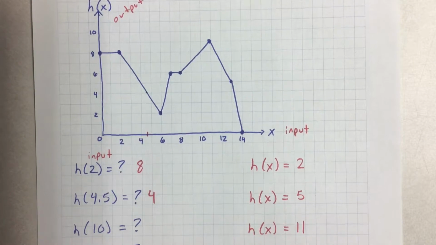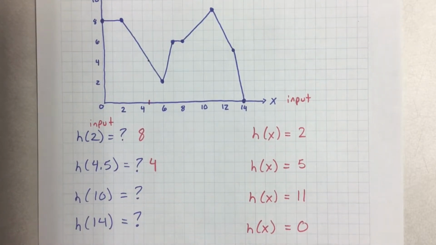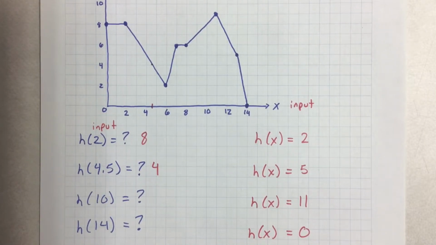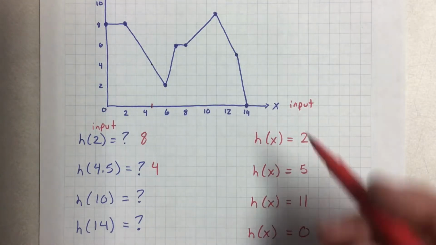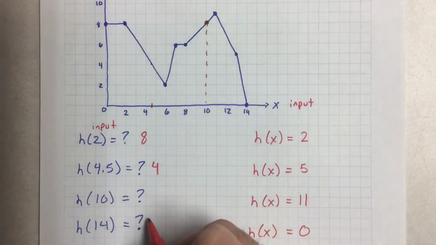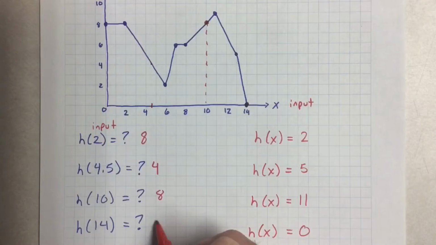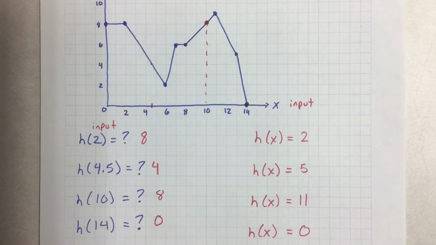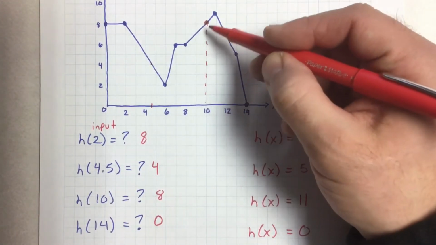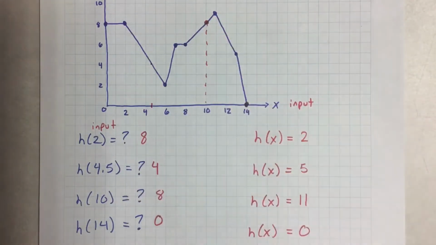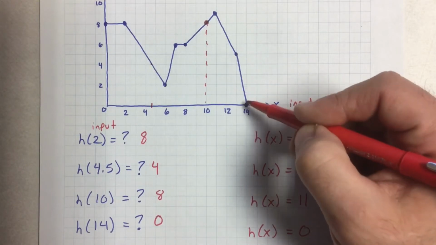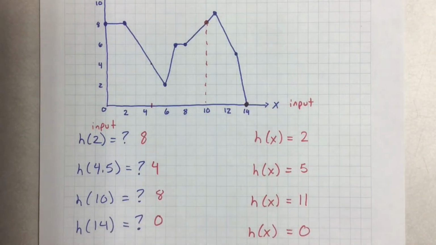Take a moment to do the next two, h of 10 and h of 14. All right, so did you get the answers? So h of 10, our output's 8. We go up from 10 until we hit the graph. We hit the graph at 8, therefore h of 10 is 8. For h of 14, we don't have to move up or down at all. We are on the graph, so h of 14 is 0.